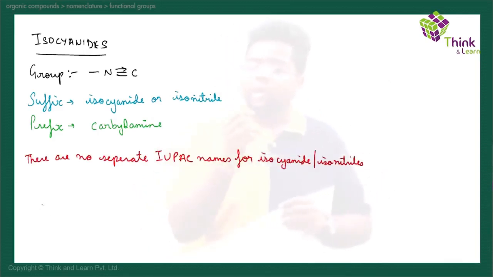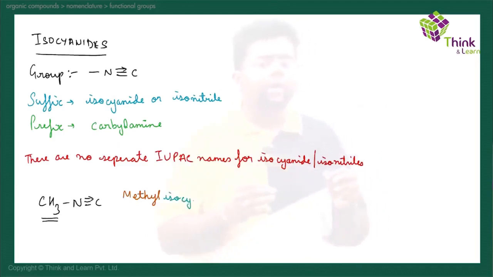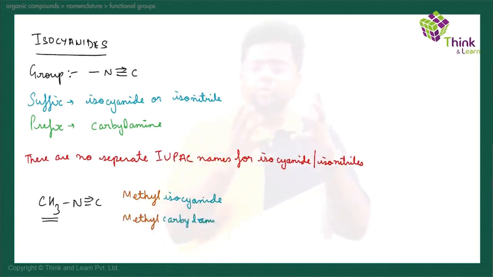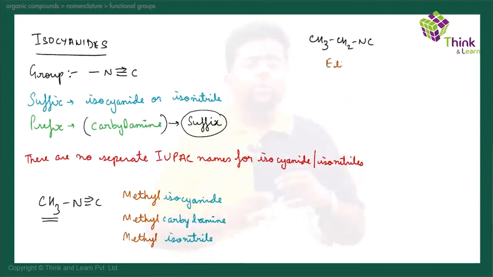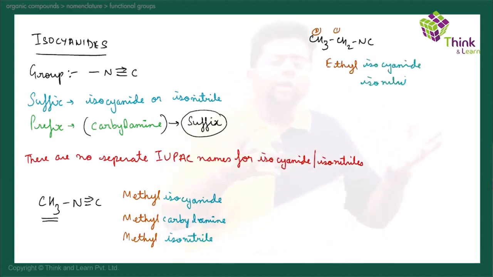So for example, if I have a compound as CH3NC, what should be the name? There is only one carbon that you would be considering, and the name would become methyl isocyanide. Or, as I told you, carbylamine will be used as a suffix, so the name would also become methyl carbylamine. And the third possibility would be methyl isonitrile. Now, this next example, how many carbons? 2 carbons. So it will be ethyl isocyanide or carbylamine or isonitrile.